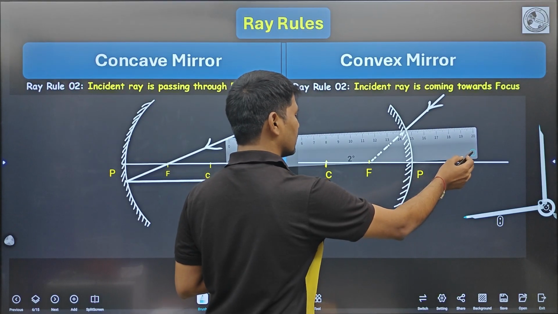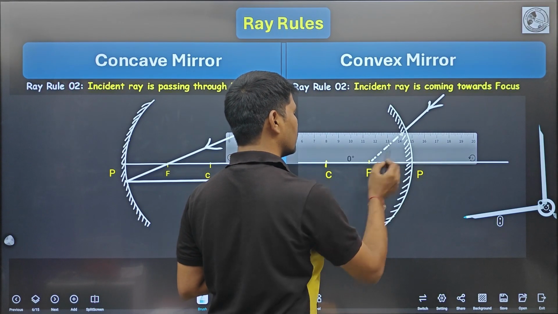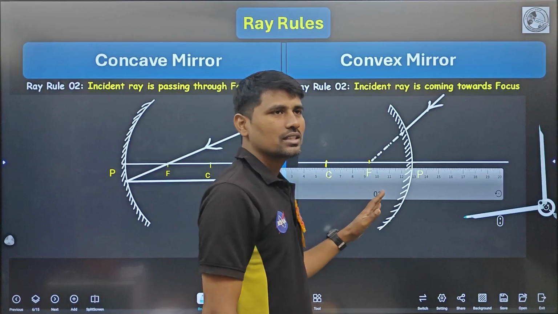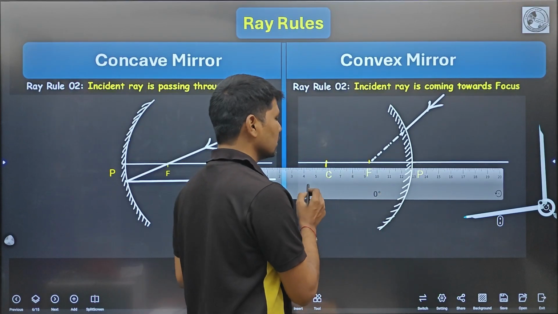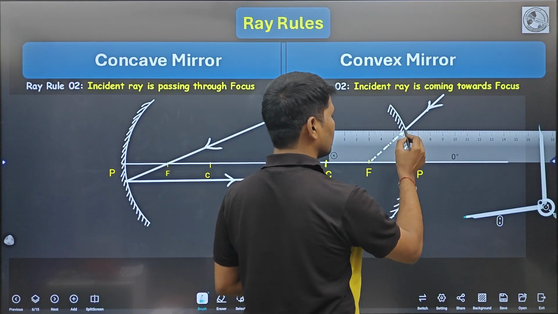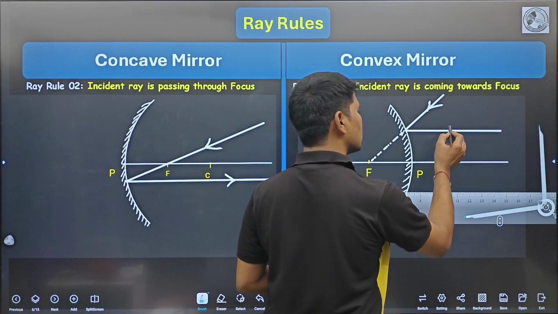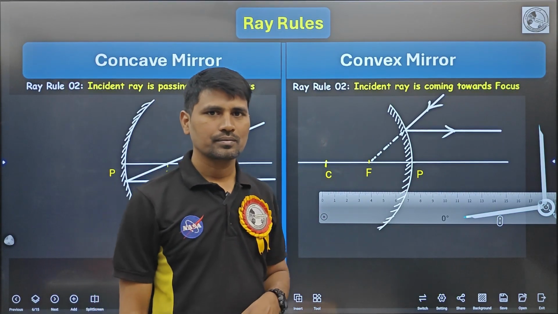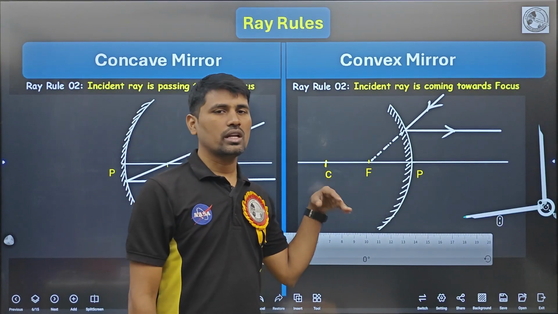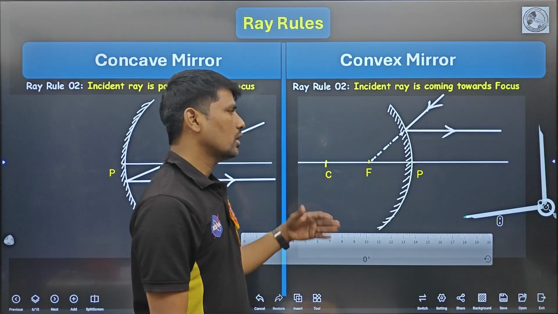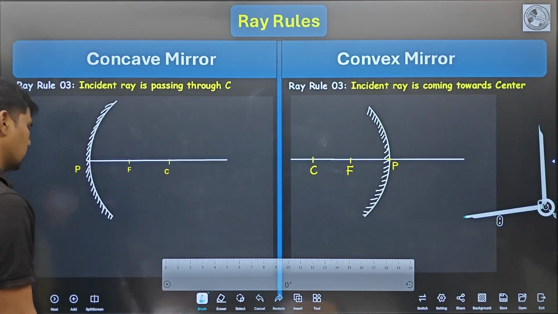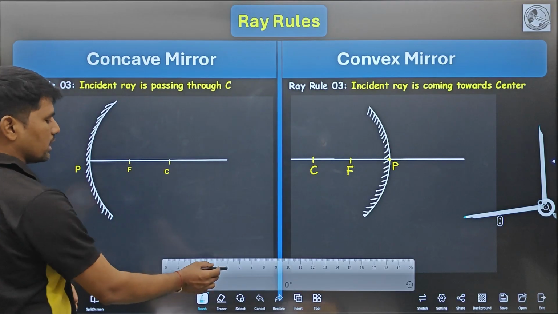Here also the same thing, parallel to the principal axis. You can see the error here. Parallel means we have to set it to 0, but when you use the parallel scale you will make some angle, so you will get some mistakes, but that is not considered. No problem, no issue. Yes, we are getting excellent diagrams, right? Children, if you are good at ray rules, then you can skip the video and go to the image formation figures. I hope you understood.